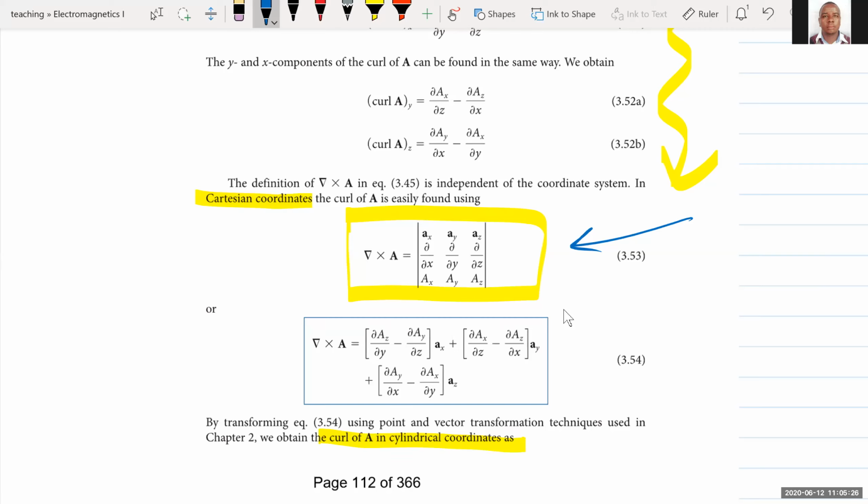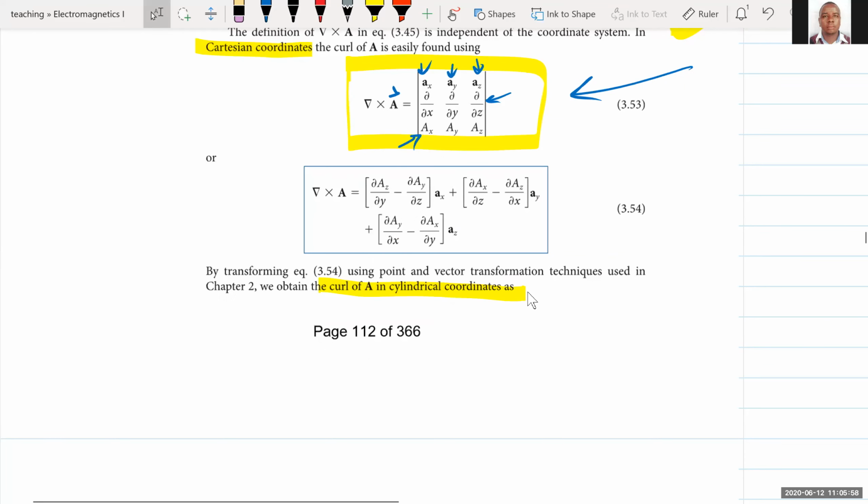We normally have to put the unit vectors AX, AY, and AZ, and then partial derivatives along the Cartesian coordinate system, and then the elements along each direction, AX, AY, and AZ. That is how you define the curl, and this is something we have already met in our past class. So having said that, simplification of this one in Cartesian simply becomes that, and that is something that we have already done. You don't have to be reminded how to do that.